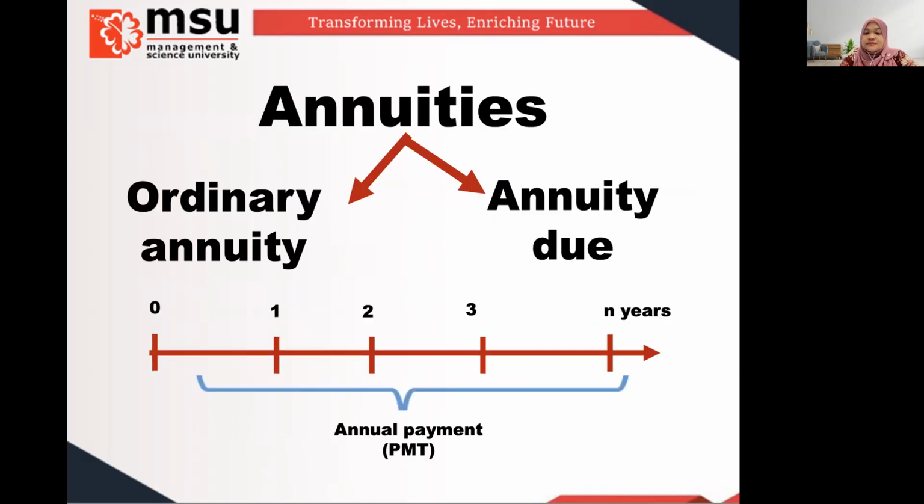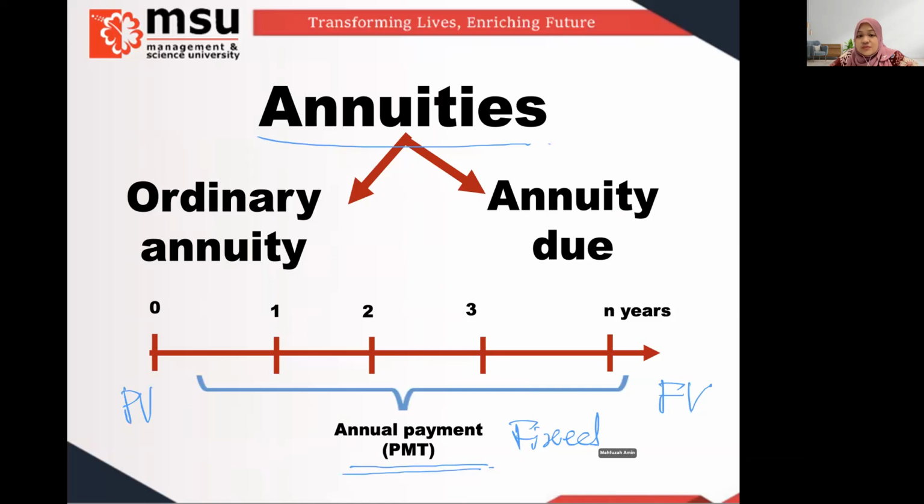So now let us move to annuities. So what is annuities? Annuities is a series of payment. So in between future value and present value, there is a series of payment. The series of payment is fixed. Okay, so the payment will be the same for every year.